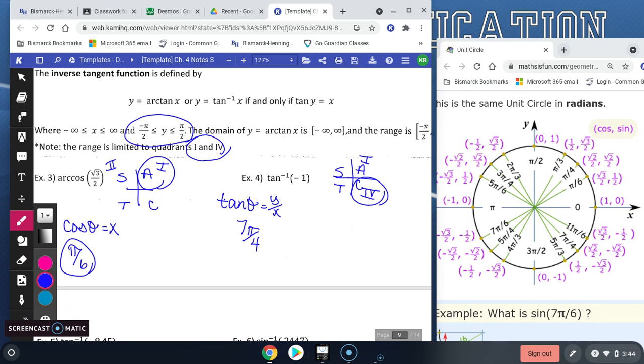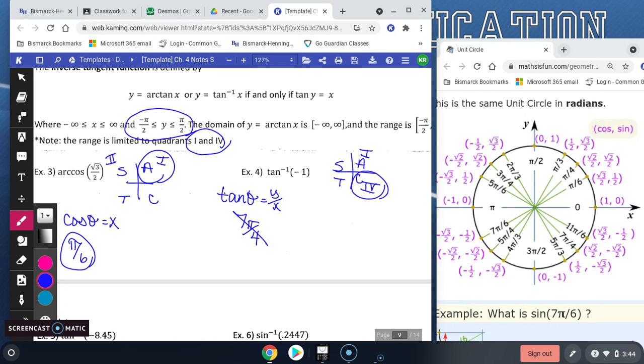However, tangent is defined from negative pi over 2 to positive pi over 2. 7 pi over 4 does not fall in that category. So I need to come up with a coterminal angle, and that would be the same as negative pi over 4.